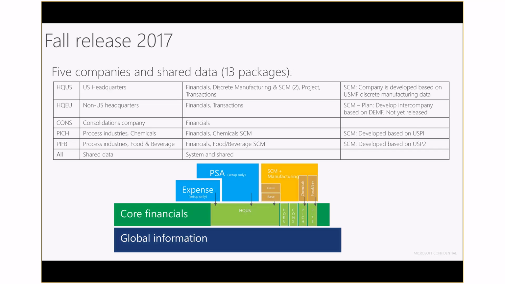The first company is HQ US, and this is the main company in the demo data. It is patterned after USMF, but we wanted to change the name to better reflect the kind of stuff we're talking about. USMF meant US manufacturing, and not all demos are US manufacturing. So we wanted to make a headquarters US company. If you add all the packages together, you get financials, discrete manufacturing, supply chain, project, and then some transactions. The whole thing for HQ US was created based on USMF.